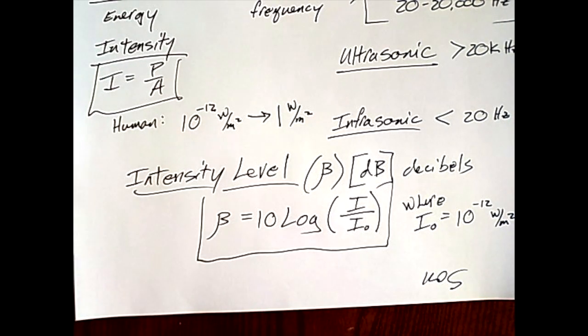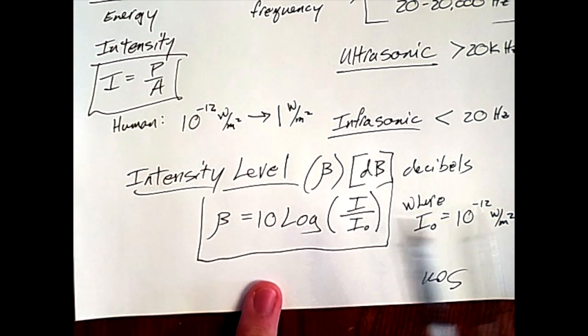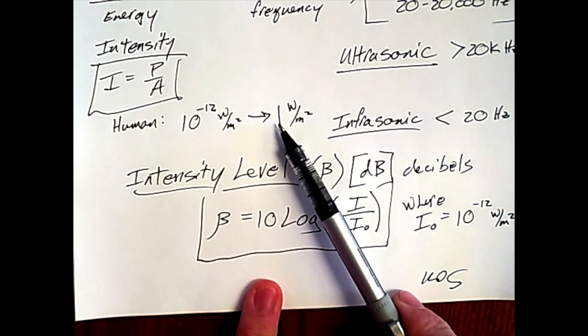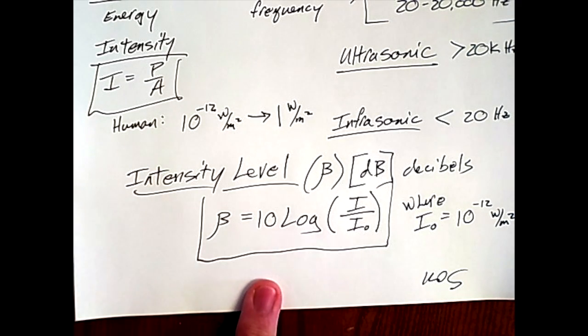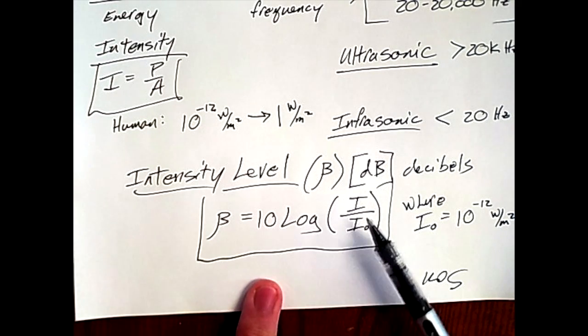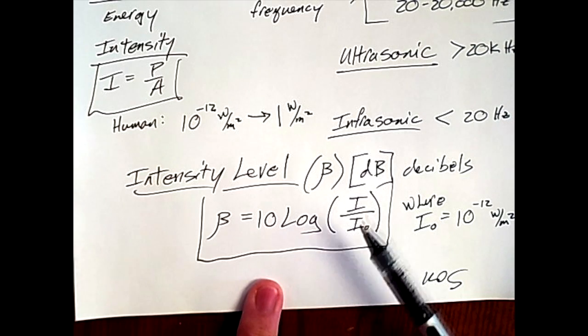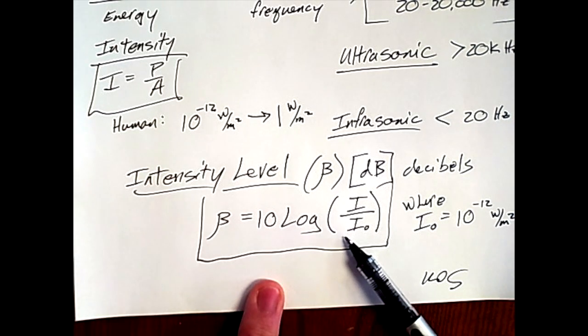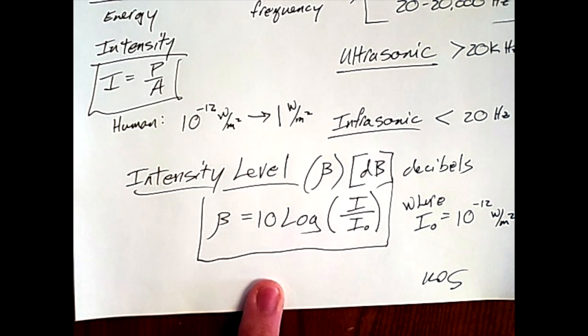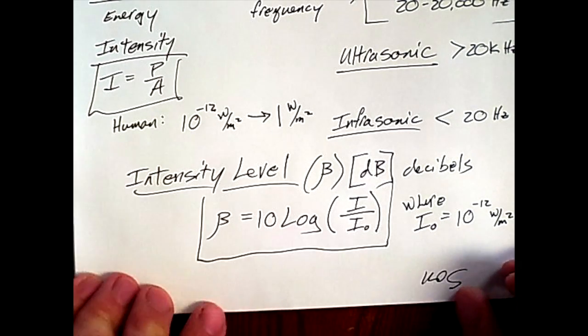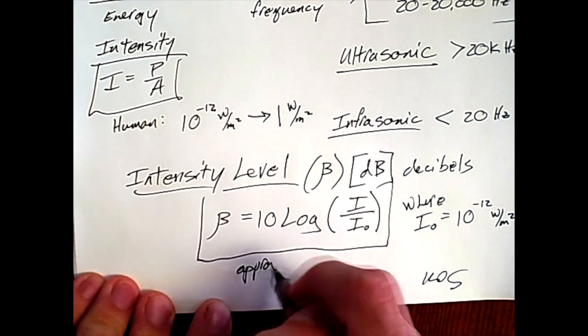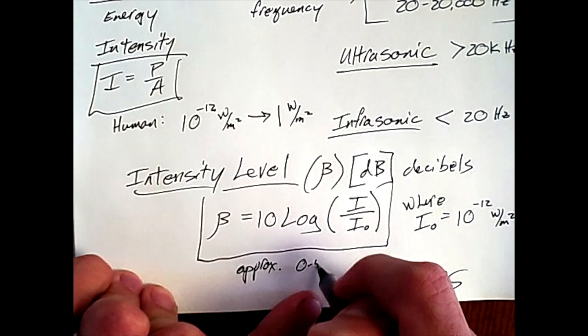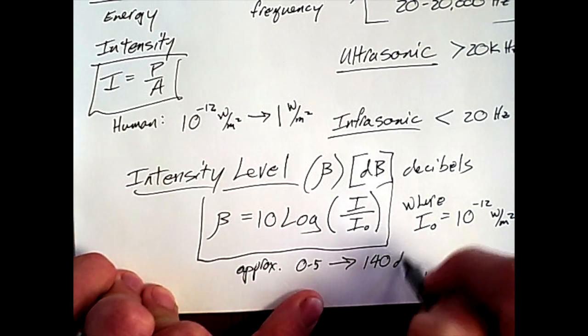What this does is take these odd numbers, this very strange range from 10 to the negative 12 to 1, and essentially reconverts it into a much more manageable scale. And so this scale, when we do the proportion of whatever the actual intensity is compared to the low end, and then scale it up by a logarithm, we essentially range it somewhere between, we could argue, 0 to 140 decibels, right? Which is a much more manageable range for us to describe loudness. So this is approximately 0 up to 140 decibels.